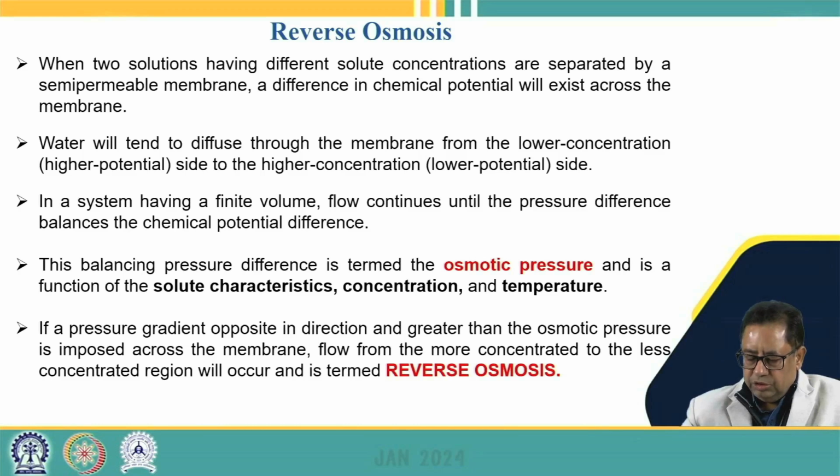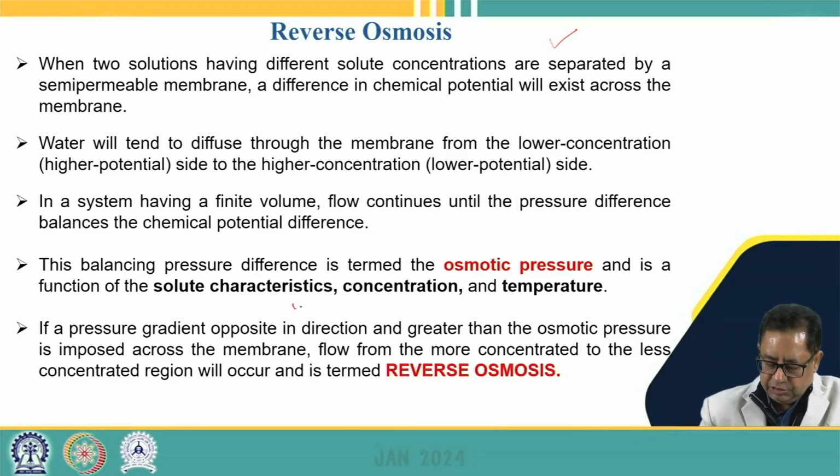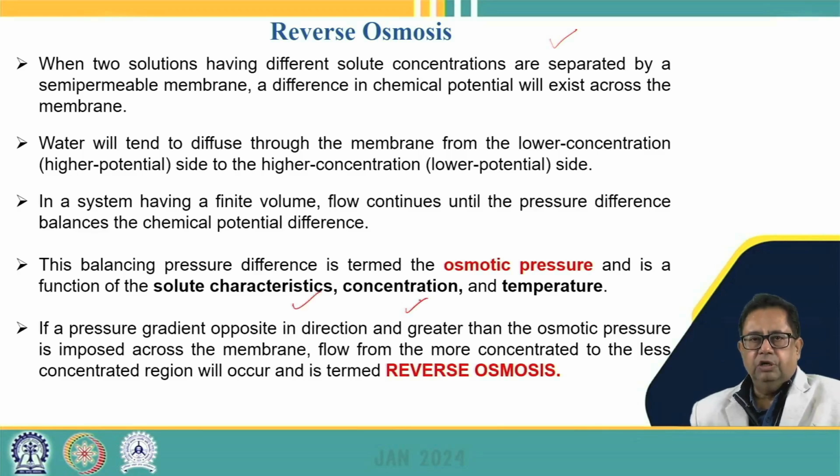So we have already talked about the reverse osmosis process, that when we have two solutions, one having a higher solute concentration and the other having a lower solute concentration, the solvent will start flowing from the solution having the lower solute concentration to the solution having the higher solute concentration. This will happen when we have separation by a semi-permeable membrane. This is called the osmosis process. This osmosis process may depend upon the solute characteristics. It may depend upon the concentration of the solute present in both the solutions, and similarly it will also depend upon the temperature.